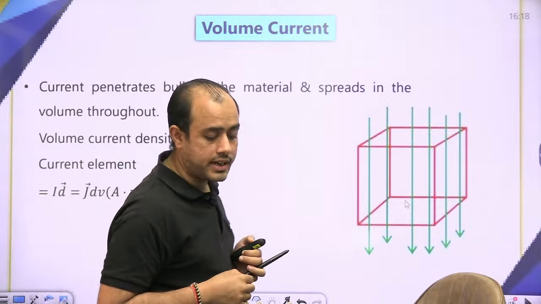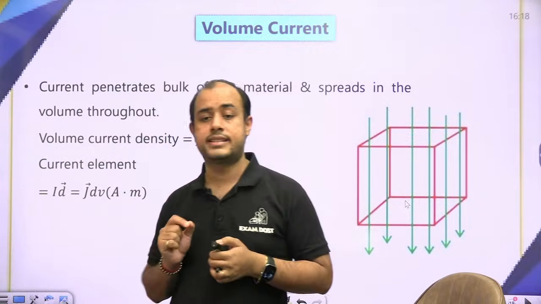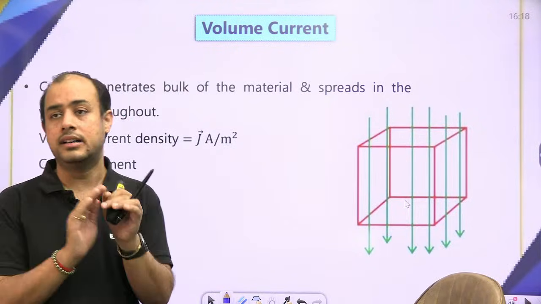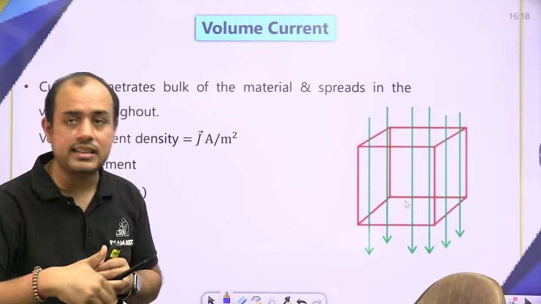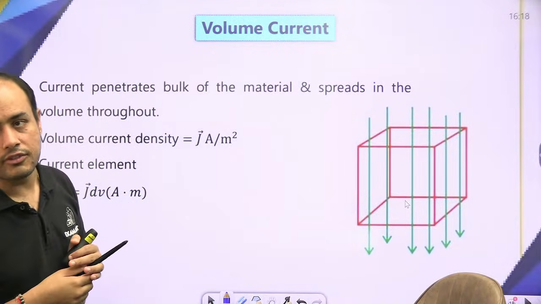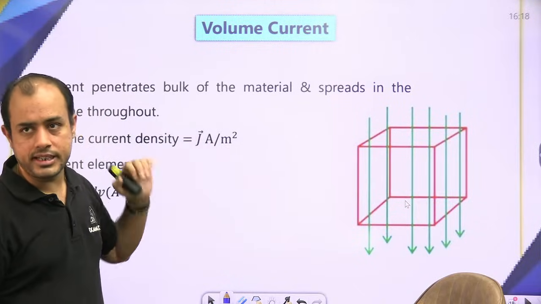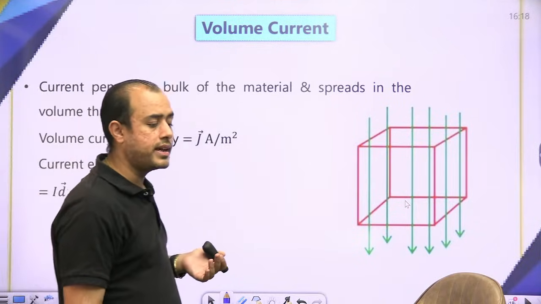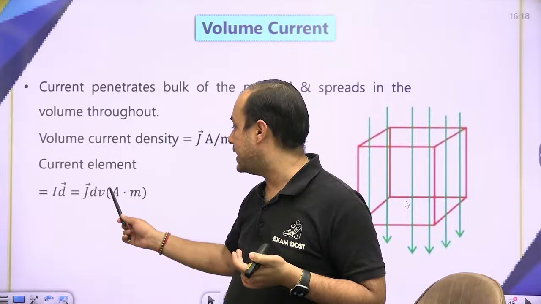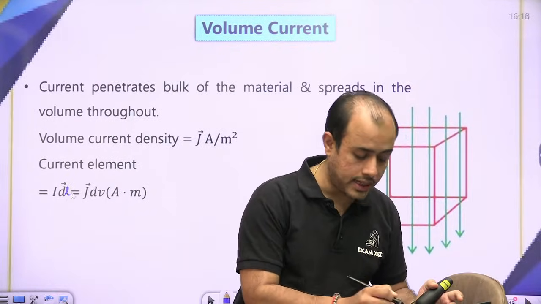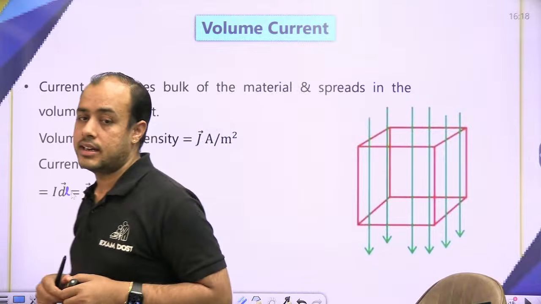Last is volume current, which is the most commonly seen type of current. Even if you have a wire beta, current will flow inside the wire. That is known as the volume current. The volume current density is ampere per meter square. So when you want to make current element, multiply it by volume. So when you multiply it by volume beta, it will become ampere meter.